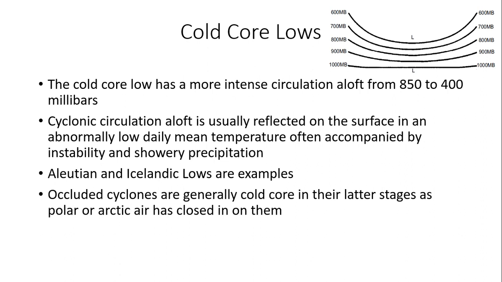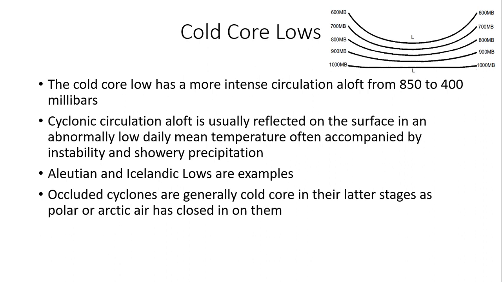Cyclonic circulation aloft is usually reflected on the surface in an abnormally low daily mean temperature, often accompanied by instability and showery precipitation. When you get these cold core upper lows, they tend to lead to instability and more showery precipitation. Sometimes you get thunderstorms with them as well.